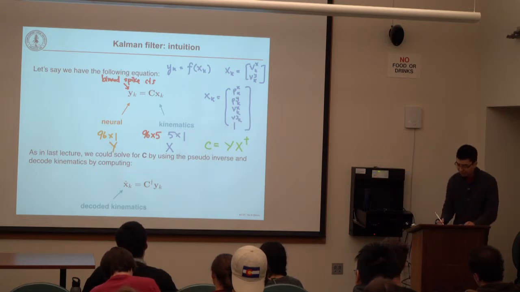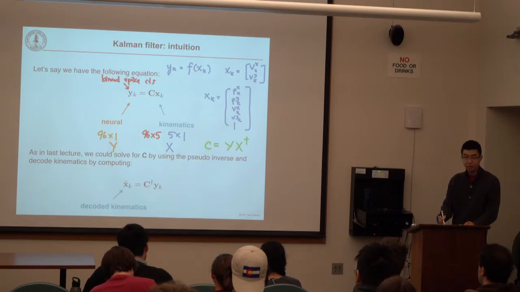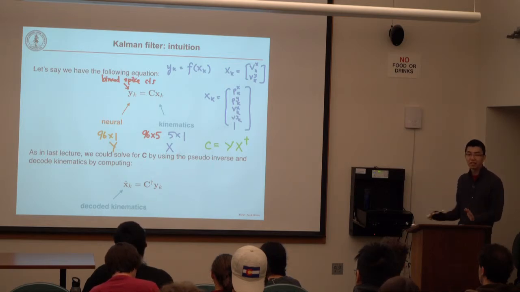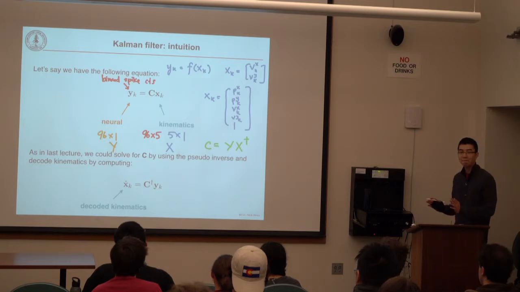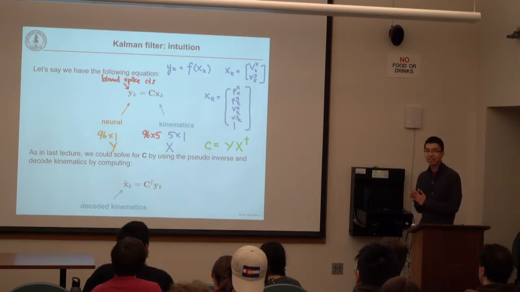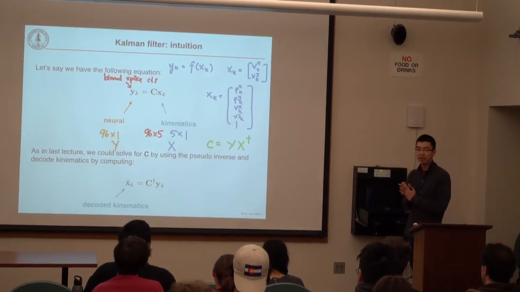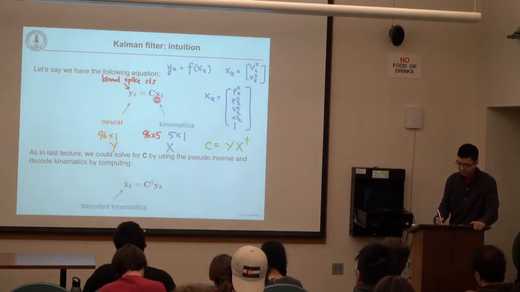And so after we get the C matrix, we could decode kinematics by simply applying the pseudo-inverse to both sides of this equation up here. And we would get that the decoded kinematics is C pseudo-inverse times y_k. Any questions on this? All clear to everyone? Relating the kinematics to the neural data.